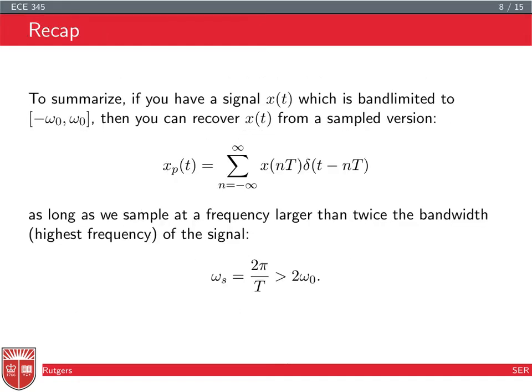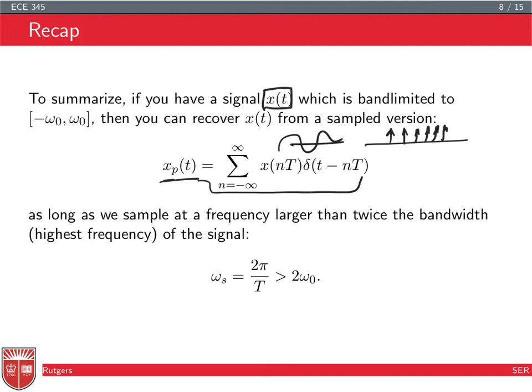So to summarize, if we are given a signal x of t that is band limited, and I do impulse train sampling, I'm multiplying this signal by an impulse train, a sum of deltas, right? So this is my signal here, and then I get the signal xp of t, which is these deltas that are modulated: they pick up the amplitude of the signal at the times every T seconds. So the magnitude of each delta is given by the signal.